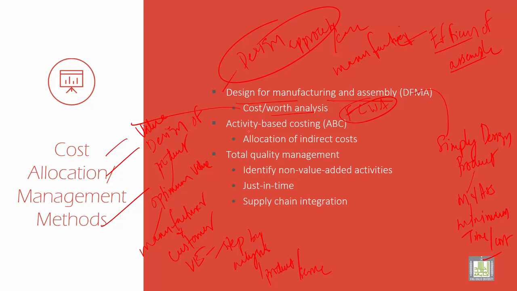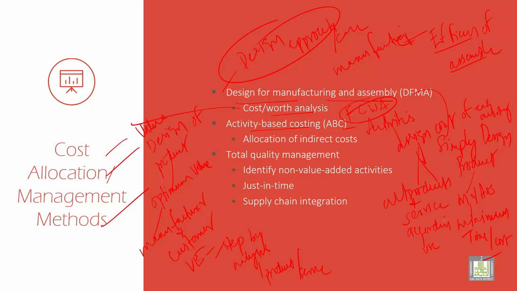Then activity-based costing. What is activity-based costing, ABC? It identifies activities in the organization and assigns the cost of each activity to all products and services according to the actual consumption. So resources are assigned to activities and activities to cost objects based on consumption, according to the use.